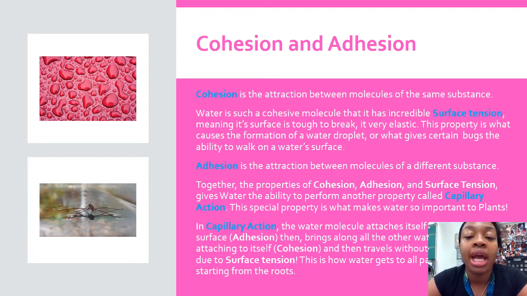So cohesion is the attraction between molecules of the same substance. So when things that are of the same substance are attracted to each other, that's cohesion. Water is such a cohesive molecule that it has incredible surface tension, meaning that its surface is so tough to break that it's almost like it's elastic. This property is what causes the formation of a water droplet, or what gives certain bugs the ability to walk on a water surface. I know you guys always see water droplets all the time, but that's actually a very unique property of water.